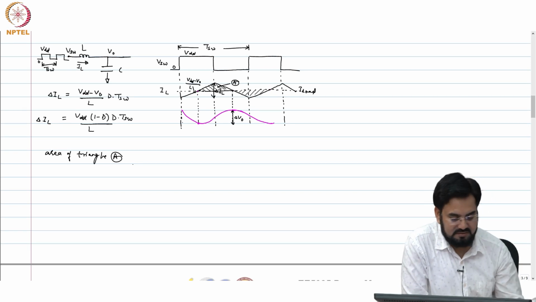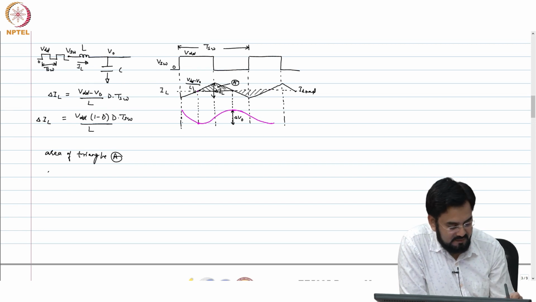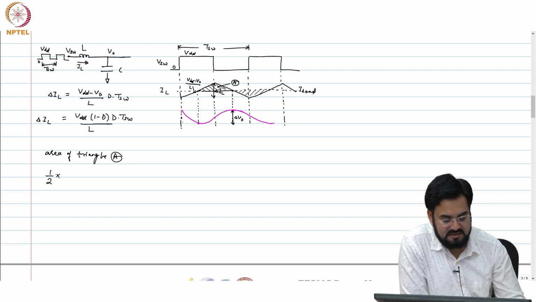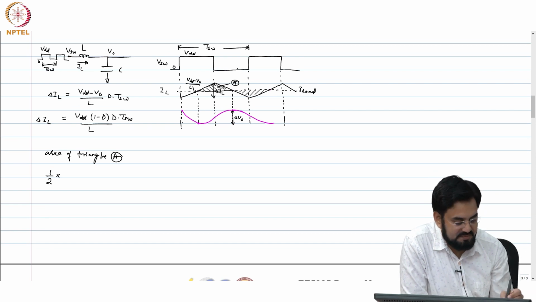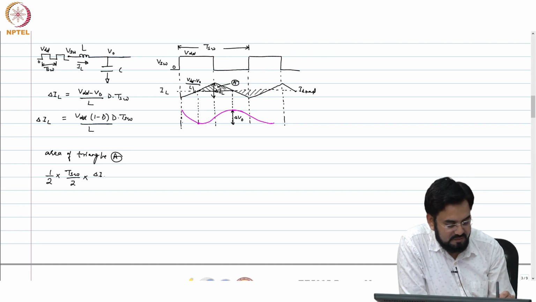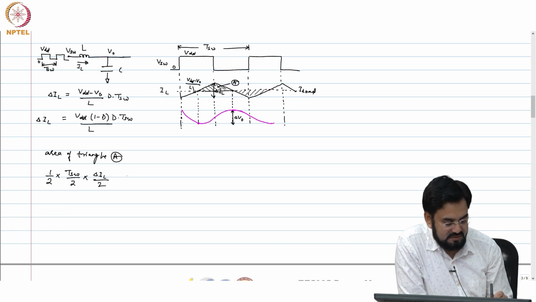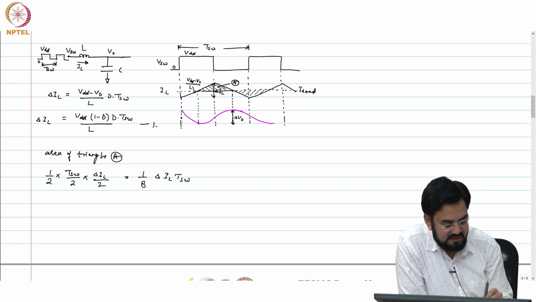Half base into height. So, how much is the height? Half into, how much is the base? Ts by 2, because half of T on and half of T off. So, it will be nothing but T of Ts by 2. So, Ts by 2, height delta IL by 2, correct. So, this is 1 by 8 delta IL TSW, and you already know what is delta IL.